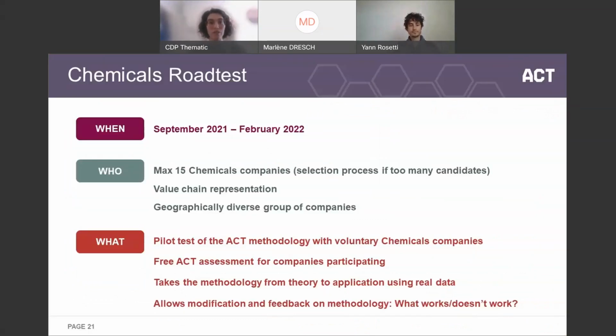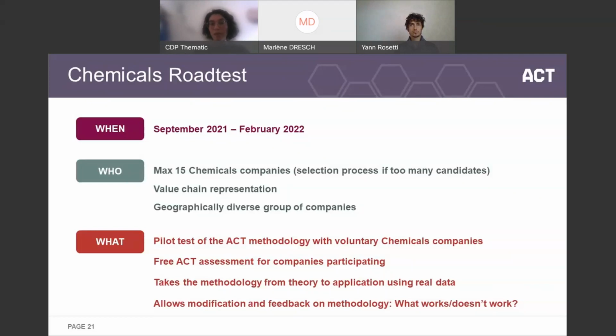Right, okay, so now we've talked about the methodology, we've talked about the public consultation that's opening in a few days. And after that public consultation and after the finalization of the chemicals methodology, we'll move on to the road test phase, which is a pilot of the methodology with voluntary companies. That road test will start in September of this year and it will run for about 6 months until February. And we will have a maximum of 15 voluntary chemicals companies that will be able to take part in this process. And we will have to select a few if we do have too many candidates. Some of the things that we'll prioritize to select the companies that do take part are a good representation of the value chain and making sure that the group of companies is geographically diverse, just to make sure that the methodology is as global as possible and can really assess any companies within the sector.